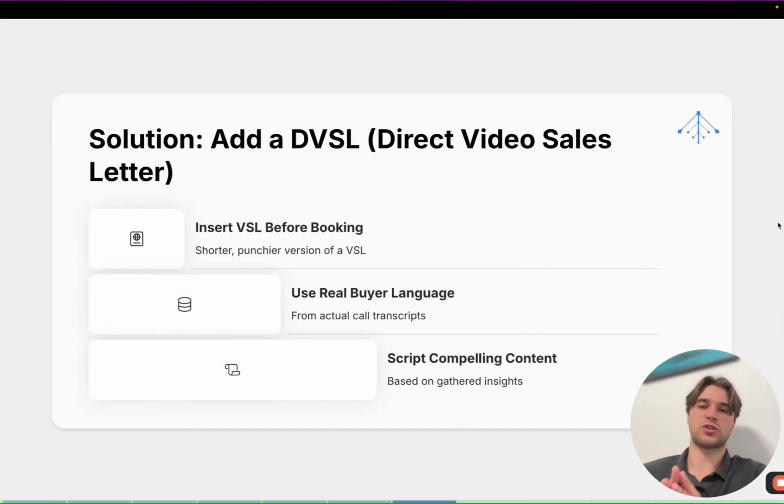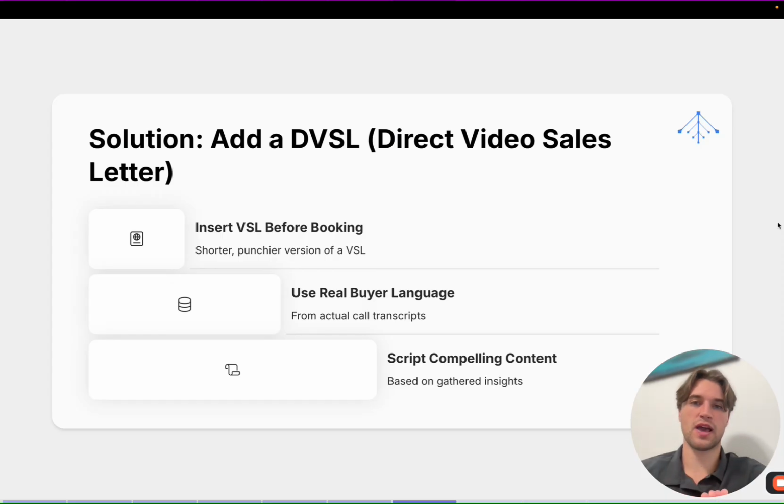So our solution was creating and adding a direct video sales letter. What you do is you insert the VSL before the scheduler. So on the application page, it's a headline, the video sales letter, and then the application. Same process. Now they just have this video there that they can consume before they apply, which is going to pre-sell them, sell them on the solution, and just warm them up more for that call.